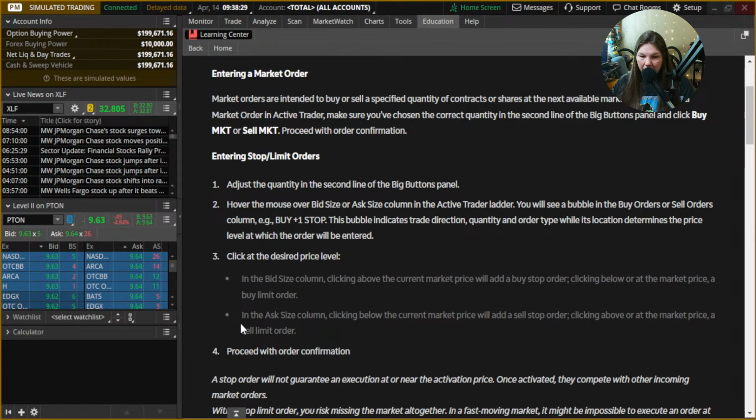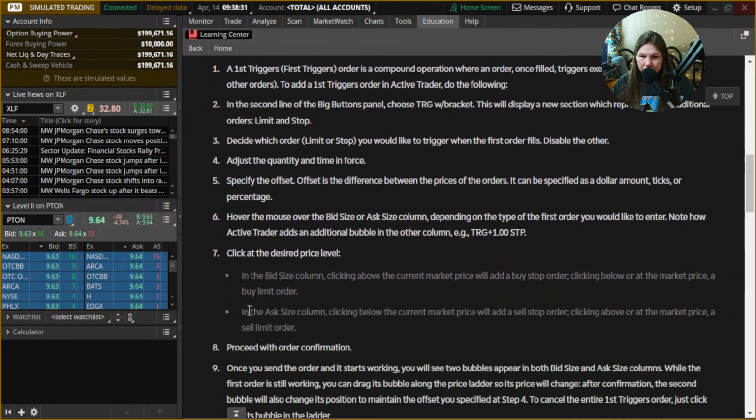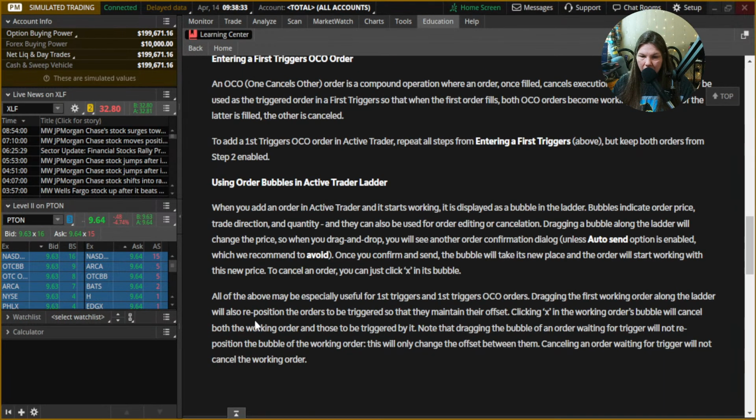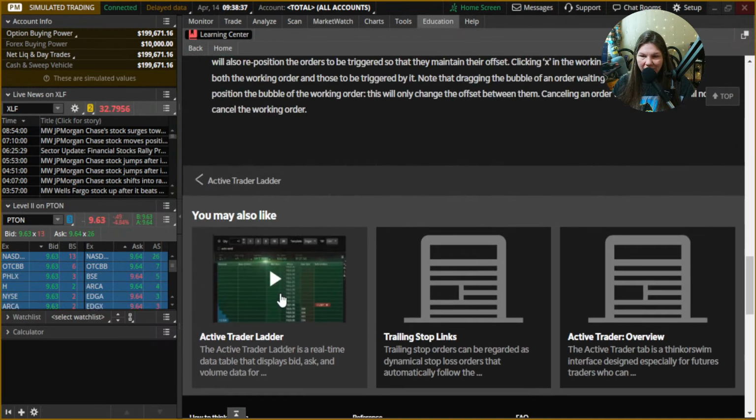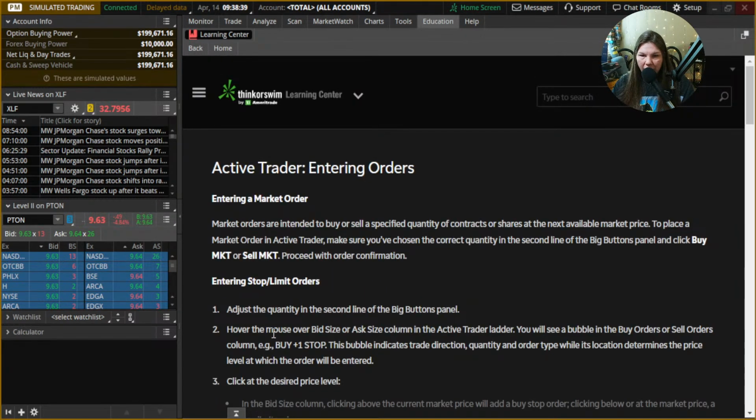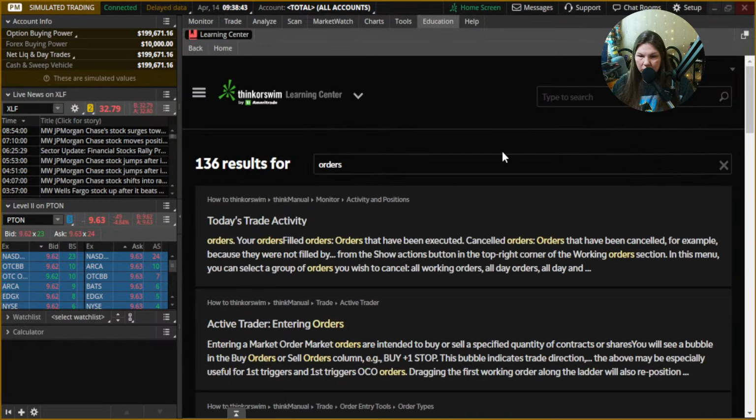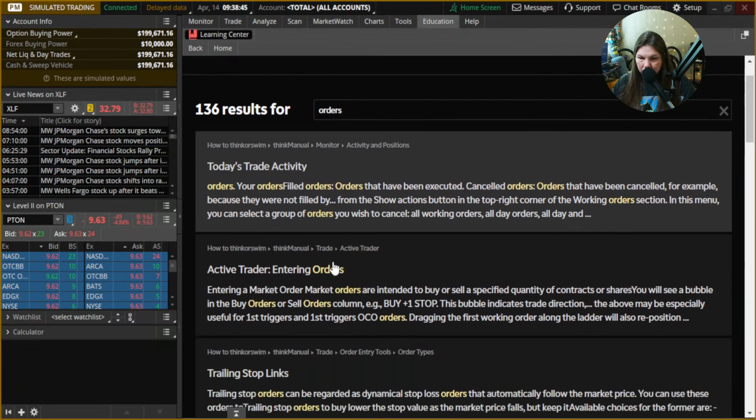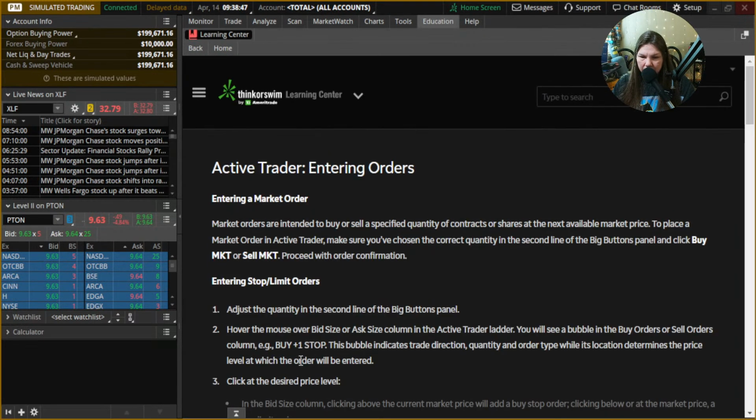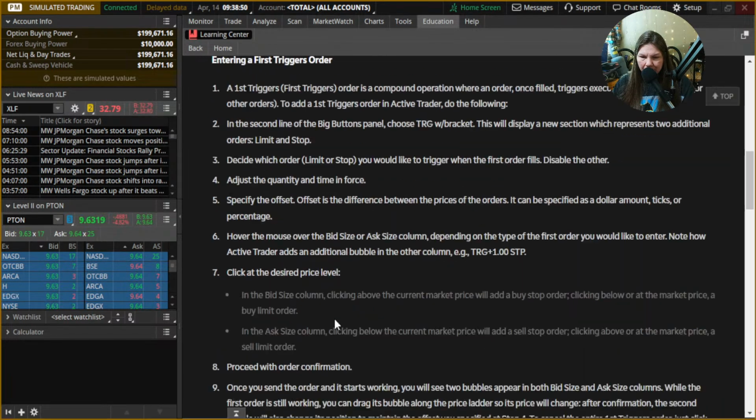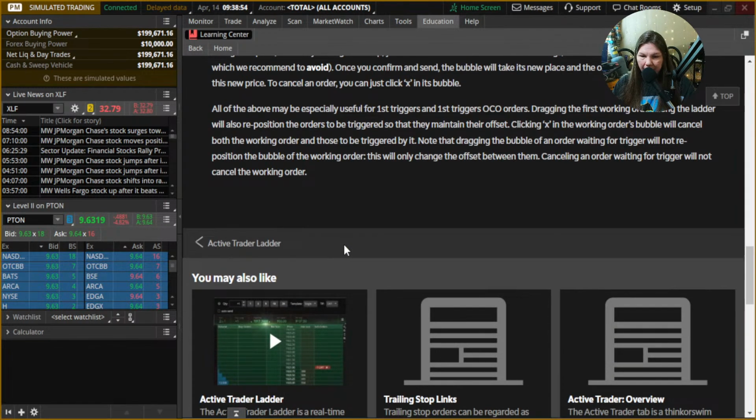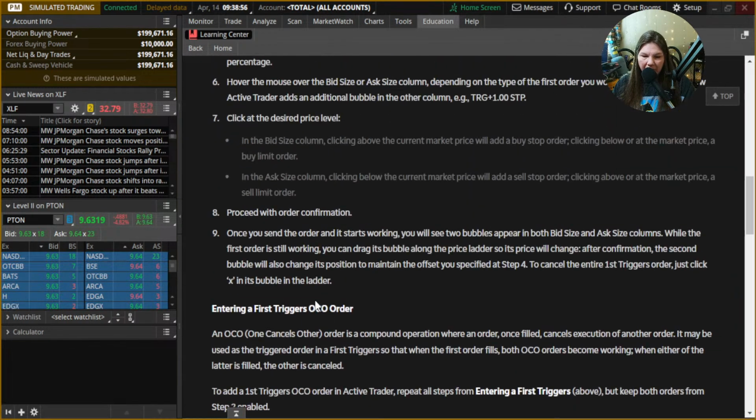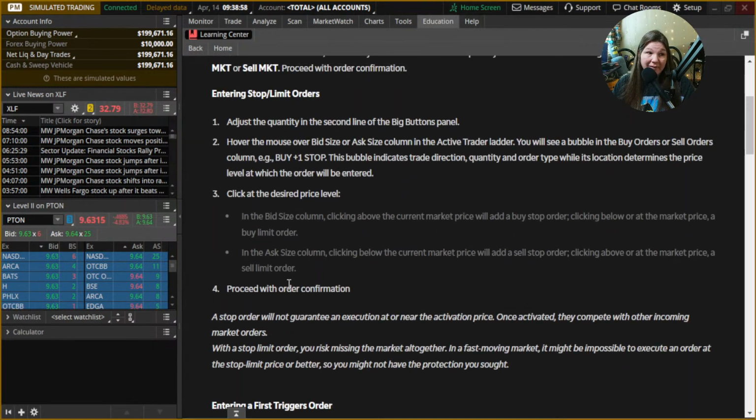It's a stop limit order. OCO order. So we're going to see how they have them all in here, guys. Entering orders. You guys see that? Bubbles inactive trader. Okay. So yeah, they're all here.